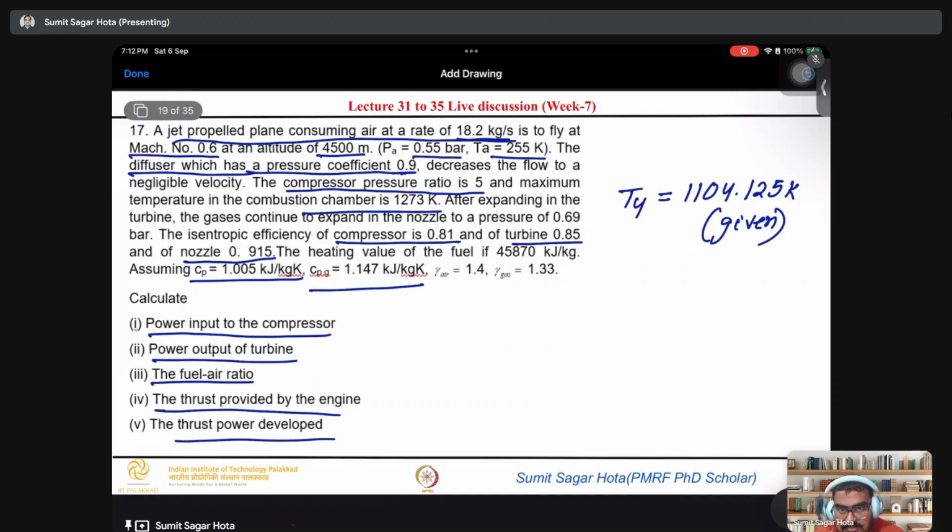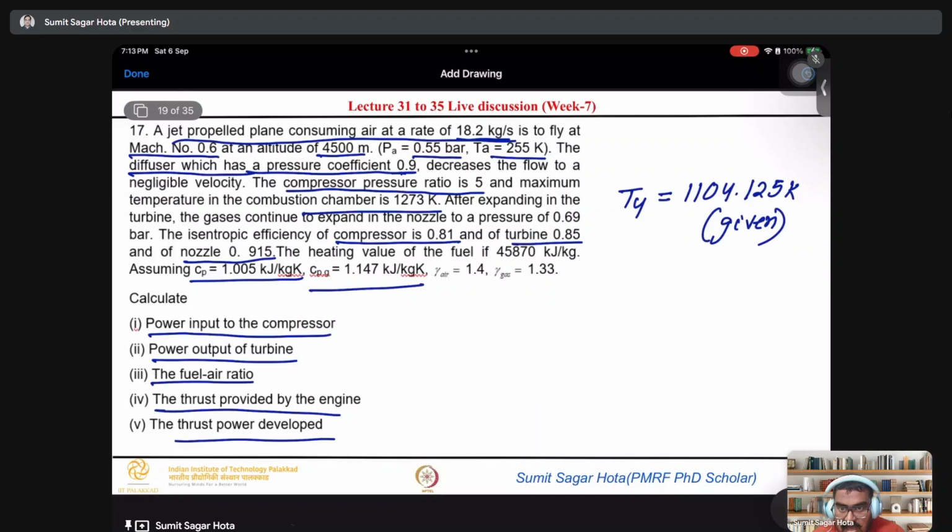The diffuser, which has a pressure coefficient of 0.9, decreases the flow to a negligible velocity. The compressor pressure ratio is 5 and maximum temperature in the combustion chamber is 1273 Kelvin. After expanding in the turbine, the gases continue to expand in the nozzle to a pressure of 0.69 bar. The isentropic efficiency of compressor is 0.81 and of the turbine is 0.85 and nozzle 0.915. The heating value of the fuel is 45870 kilojoule per kg.